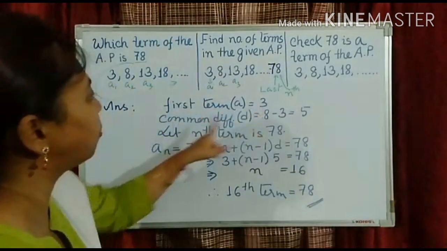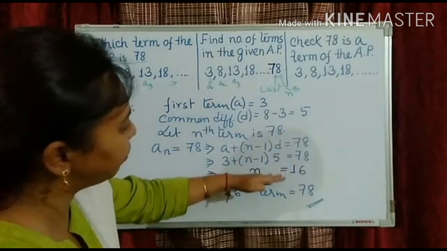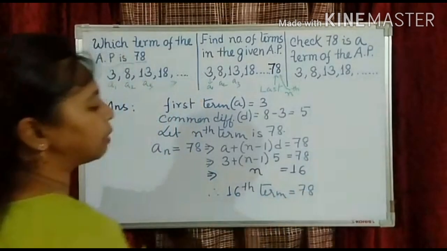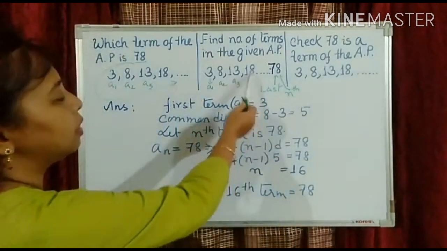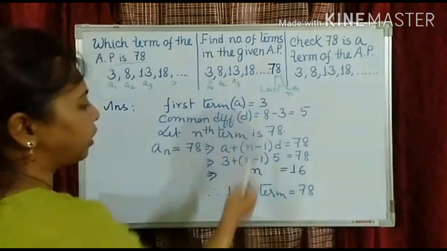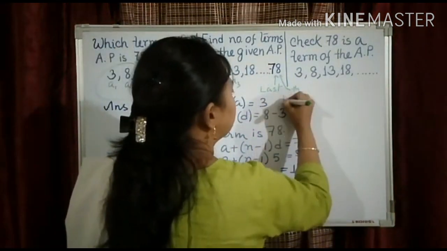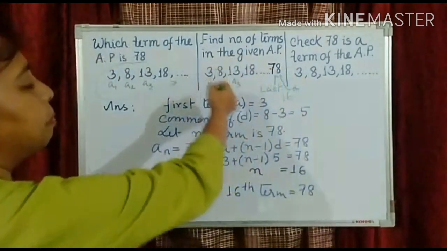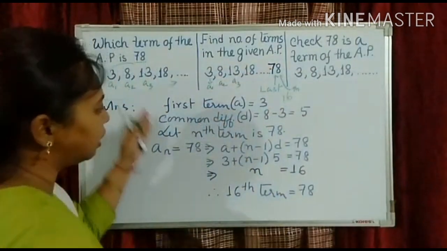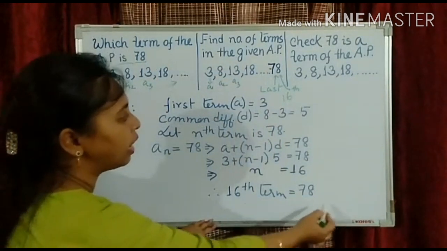First term equal to 3, common difference 5, and let the nth term be 78. We will write this down. After that, when we solve it, we will get that the 16th term is 78. If the 16th term is 78, then how many terms are there? There will be 16 terms. Altogether, the position of this is the 16th term, so there are 16 terms. So the answer will be the same. After that you have to write down, therefore there are 16 terms in the AP.